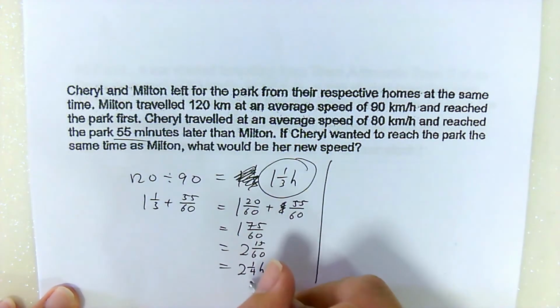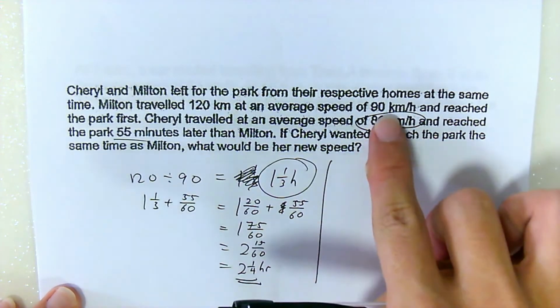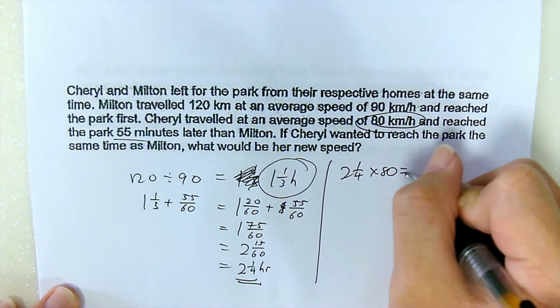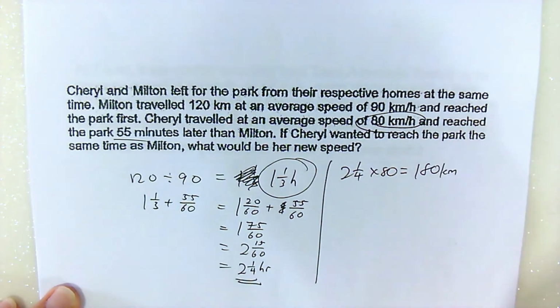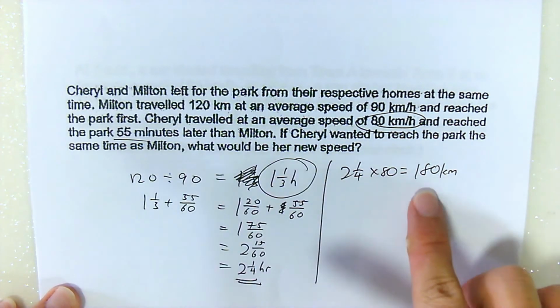And then I have to now find the distance from Cheryl's house to the park. Cheryl's house to the park, she took this hour, she had this speed. Okay, so we take the time multiplied by the speed. So 2 and 1/4, which is the time, multiplied by the speed, which is 80, right? This will give us 180 km. So now we know that the distance between Cheryl's house and the park is 180 km.